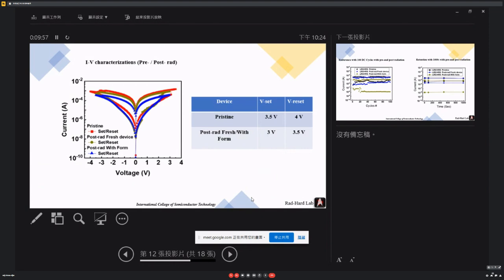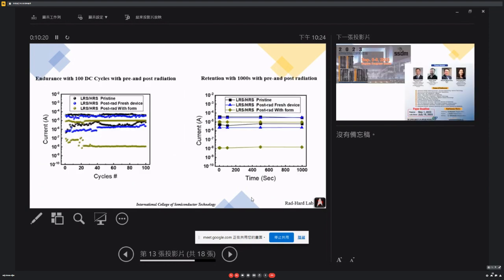This is due to the oxygen vacancies increasing after radiation. Oxygen vacancies mainly help the device turn on really easily and also turn off easily, so there is no requirement for a large voltage. Then we ran each device for 100 cycles to check the device stability.